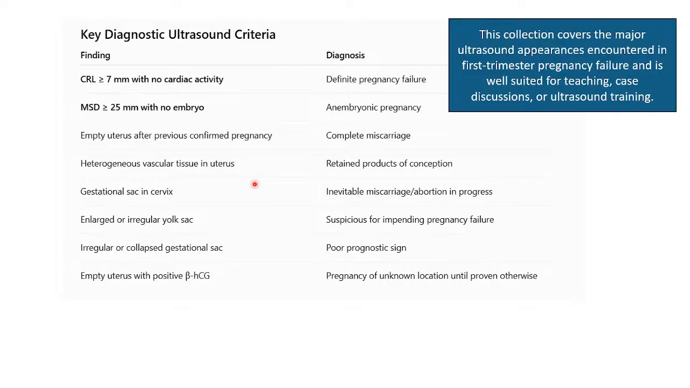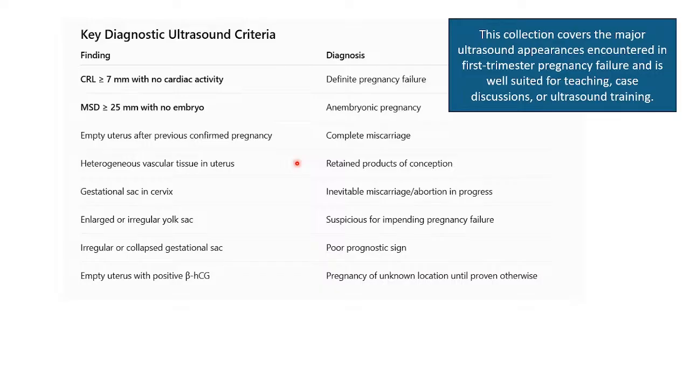Enlarged or irregular yolk sac, suspicious for impending pregnancy failure. So it's a marker that the pregnancy might fail. So you must document like that. Irregular or collapsed gestational sac: this is a poor prognostic sign. You must take note of that, guys. It's a poor prognostic sign.